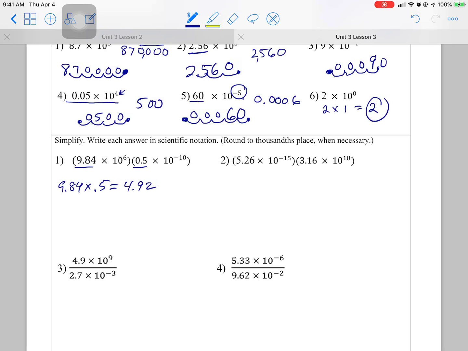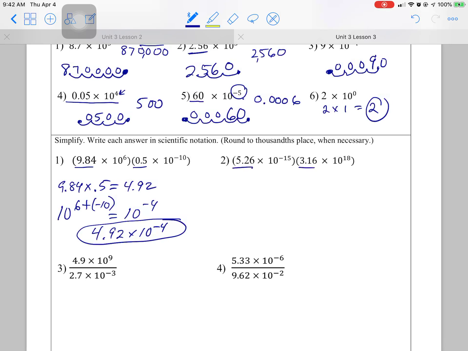Okay, so that is in proper form because it has only one number on the left side of the decimal. All right, and then we have to process the 6 plus a negative 10, or 6 minus 10, however you want to say that. That's 10 to the what? Negative 4, however you slice it. So our final answer is 4.92 times 10 to the negative 4. Done. Okay?